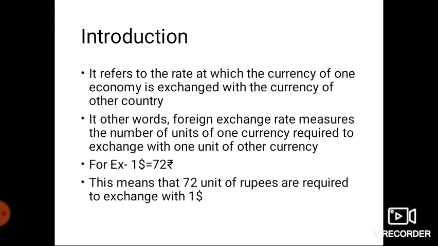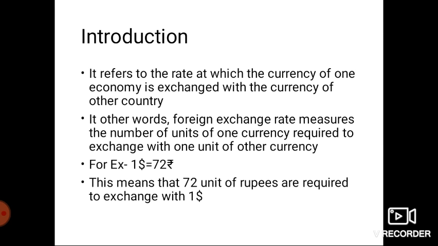So, the theory of specialization says a country should produce only those things in which the country is specialized, and other things should be imported from the other countries where they are specialist. Now this theory gives the origin of international trade.